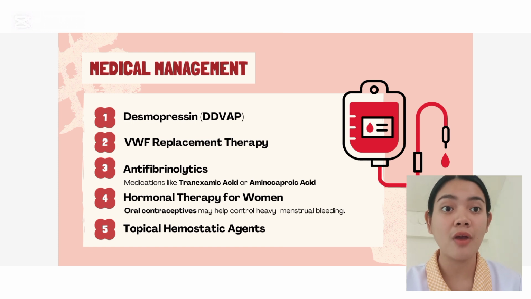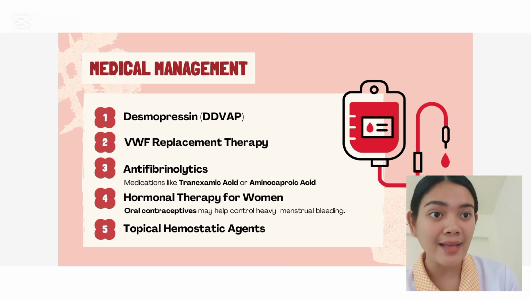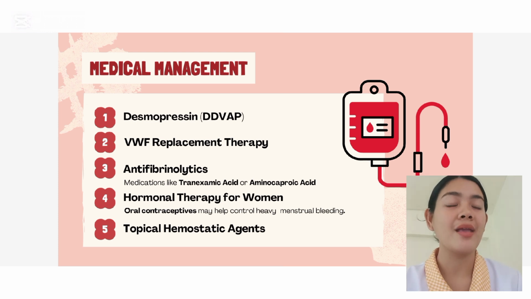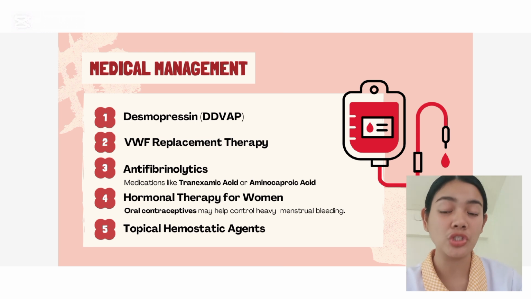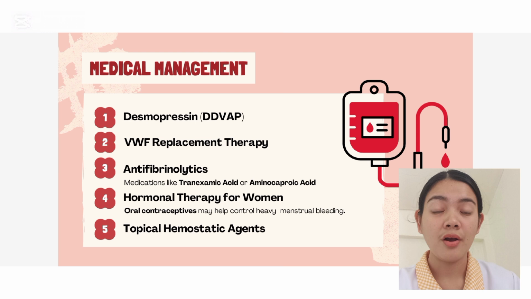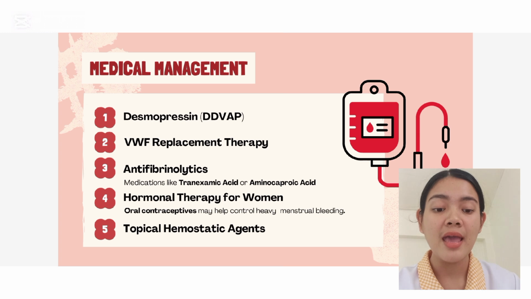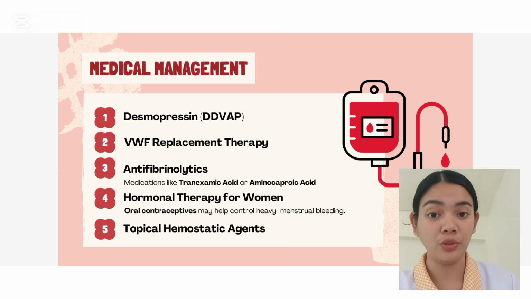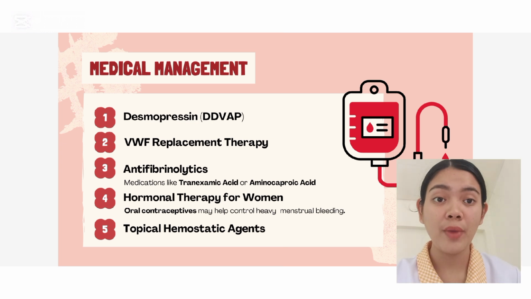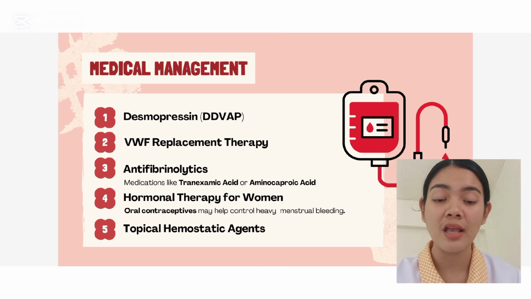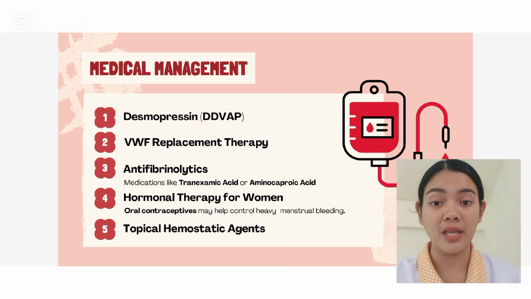Third, we have the antifibrinolytics. Medications like tranexamic acid or aminocaproic acid slow down the breakdown of blood clots, making them useful for preventing excessive bleeding during surgeries or injuries. Fourth, we have hormonal therapy for women. Oral contraceptives or other hormonal treatments can regulate or reduce heavy menstrual bleeding in women with von Willebrand disease. Fifth, we have topical hemostatic agents. These are applied directly to the wound to stop the bleeding. So they accelerate clot formation at the site of the injury.